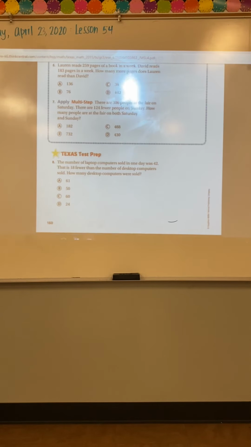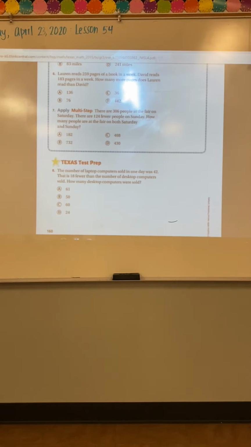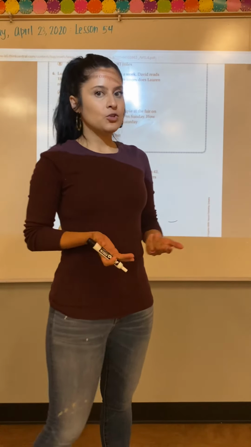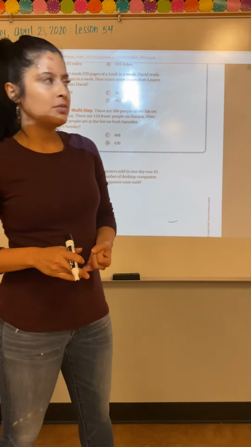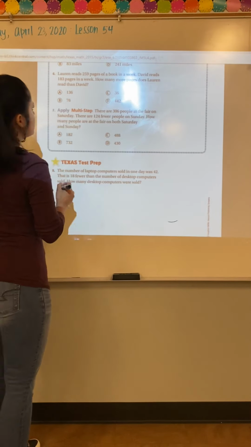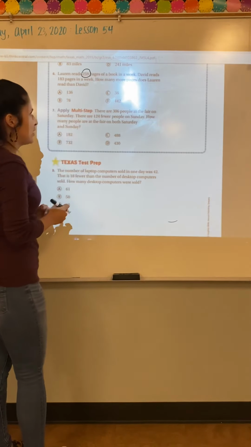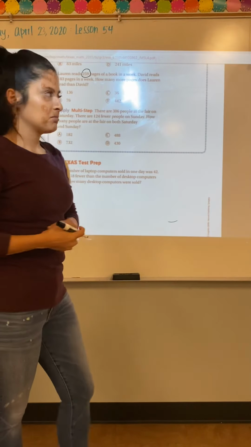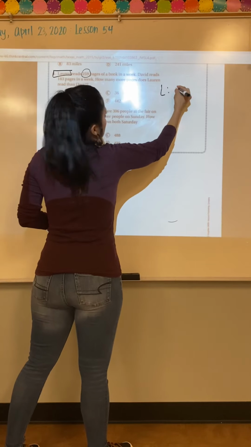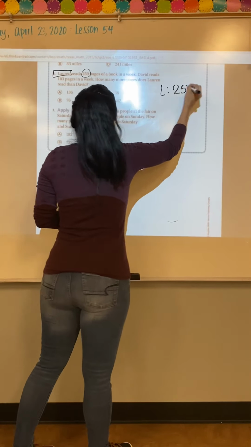All right, so we're going to be on page 160, number 6 with Lauren. So there is no strip diagram here. That means we can use our own strategy, an equation, a strip diagram, to help us out with this problem. Lauren reads 259 pages of a book in a week. Okay, great. They gave that to me. L for Lauren. She read 259 pages of a book.